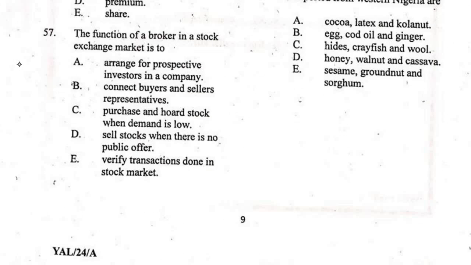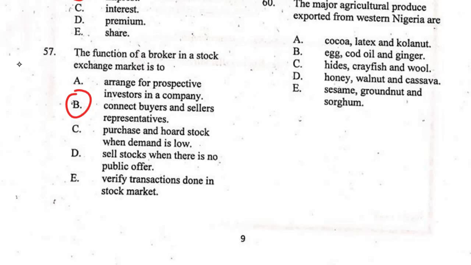Question 57. The function of a broker in a stock exchange market is to A, arrange for prospective investors in a company, B, connect buyers and sellers representatives, C, purchase and hold stock when demand is low, D, sell stocks when there is no public offer, E, verify transactions done in stock market. Among the options we have, B is the right answer. The function of a broker in a stock exchange market is to connect buyers and sellers representatives.